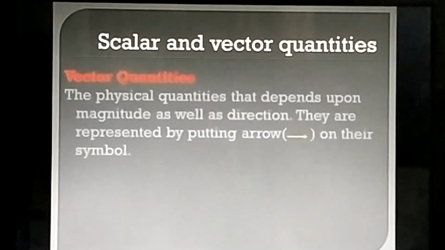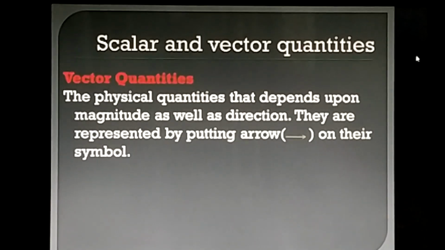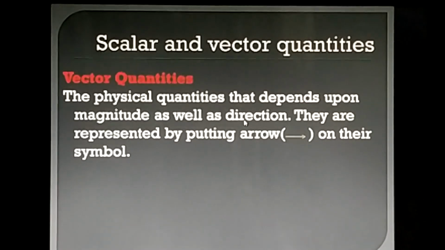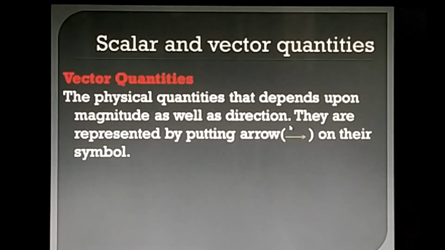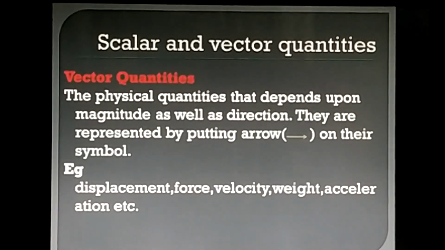Next is the vector quantities. These are physical quantities that depend upon magnitude as well as direction. They are represented by putting an arrow on their symbol. Means ऐसी physical quantities जो सिर्फ magnitude बताती हैं as well as direction भी बताती हैं, numerical value के साथ साथ directions भी. Such types of quantities are known as vector quantities. और जितनी भी vector quantities होती हैं उनके ऊपर ये arrow put करा जाता है. The examples of vector quantities are displacement, force, velocity, weight, acceleration, etc.